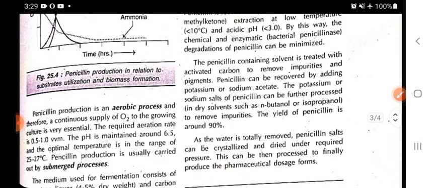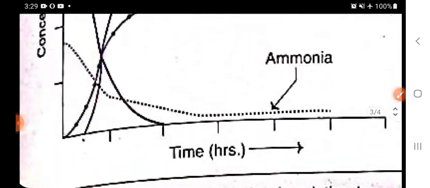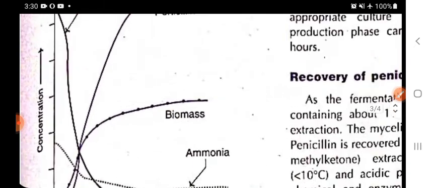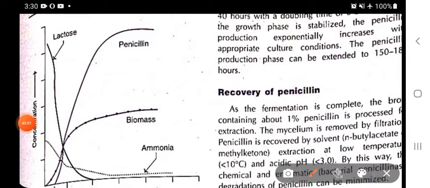This is shown in the case of batch culture, where we can see that after depletion of the lactose, because the lactose is being utilized by the microbes, and after a considerable period of time depletion of ammonia, we see that after a period of time there is an increase in penicillin production. And the biomass refers to the Penicillium chrysogenum which is being used here.